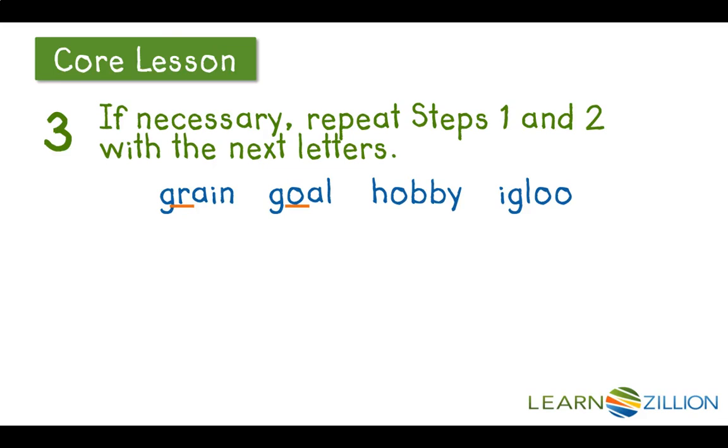So A, B, C, D, E, F, G, H, I, J, K, L, M, N, O. So goal is the first word. Then it would be grain. And then lastly, hobby and igloo would naturally follow.